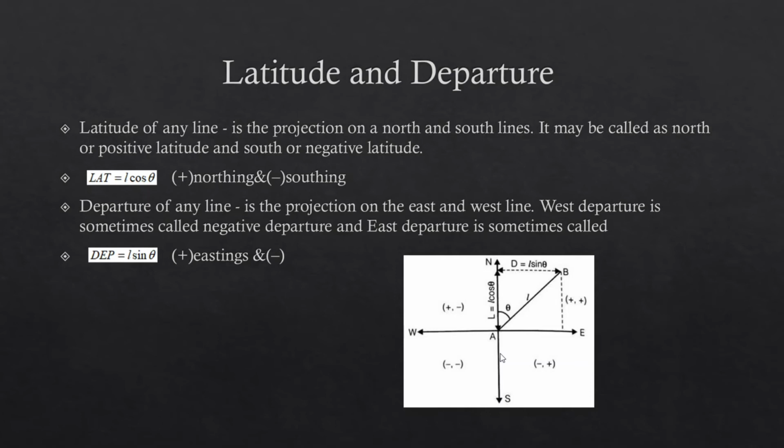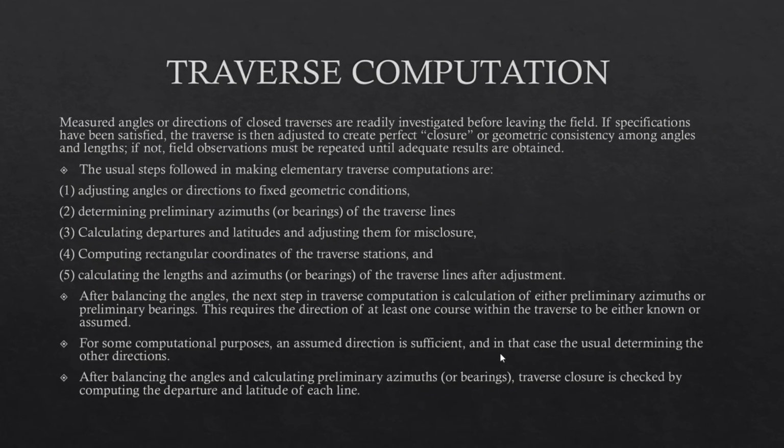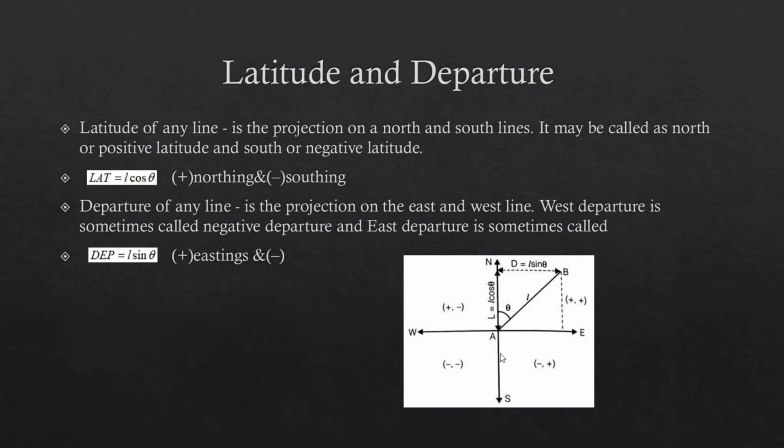So, para yung nabanggit dito na latitude and departure, ito siya. So, ito yung isa sa mga kinocompute natin para makuha natin yung correct na traverse natin. So, latitude of any line is the projection of north and south line. So, ibig sabihin, yung vertical line natin. So, it may be called as north or positive latitude or south or negative latitude.